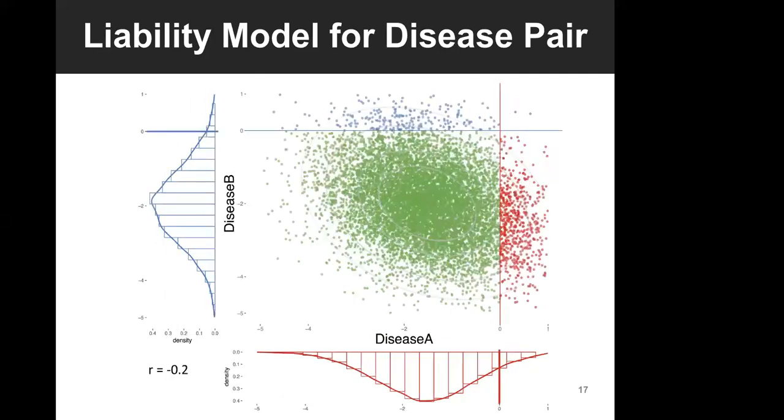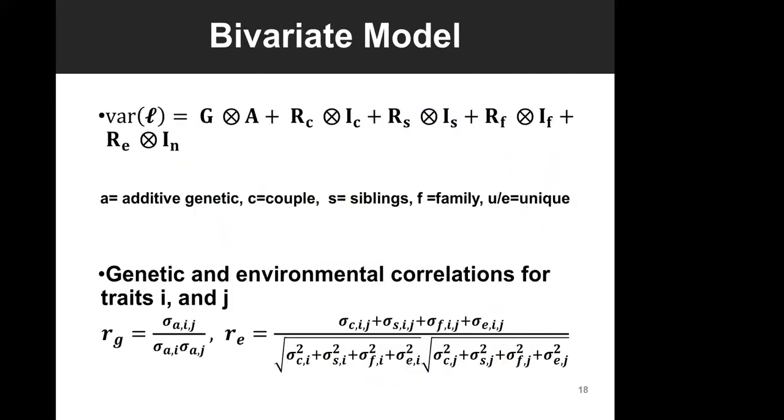If we see 2 diseases that are negatively correlated, we'll see there are fewer patients with both diseases. This is a pattern that we're estimating. And similarly, with the same model, we can now estimate genetic correlation and environmental correlations.